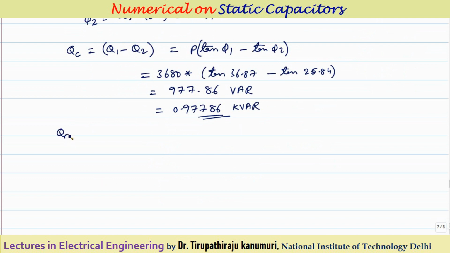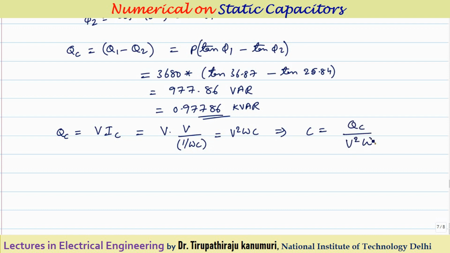So next, proceeding to calculating the current. For that, what we have to do? We have to calculate the value of capacitance also, right? So QC is equal to V into IC, which we derived in the last class. IC is nothing but the voltage divided by the impedance offered by the capacitance, that is 1 by omega C, so QC is V square omega C, and from this I can calculate C is equal to QC divided by V square into omega. Remember, this V is nothing but the phase voltage. So that's why I am directly writing this.